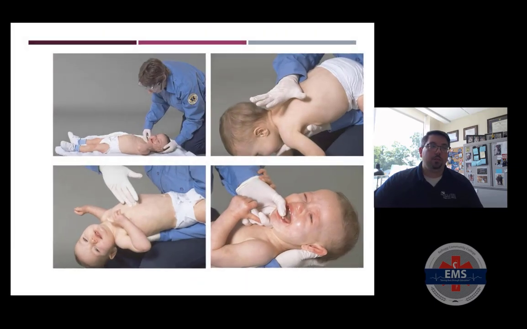Here again, you can see that we're opening the airway, assessing, doing 5 back blows, followed by our 5 chest compressions, and then reassessing the patient's airway.